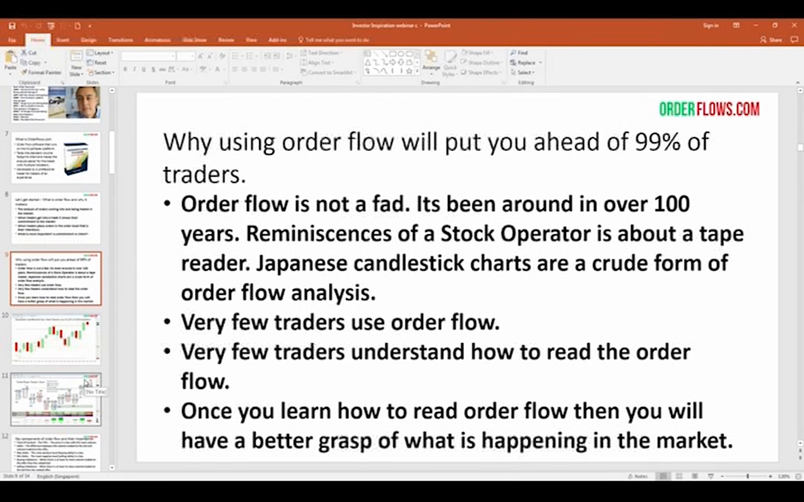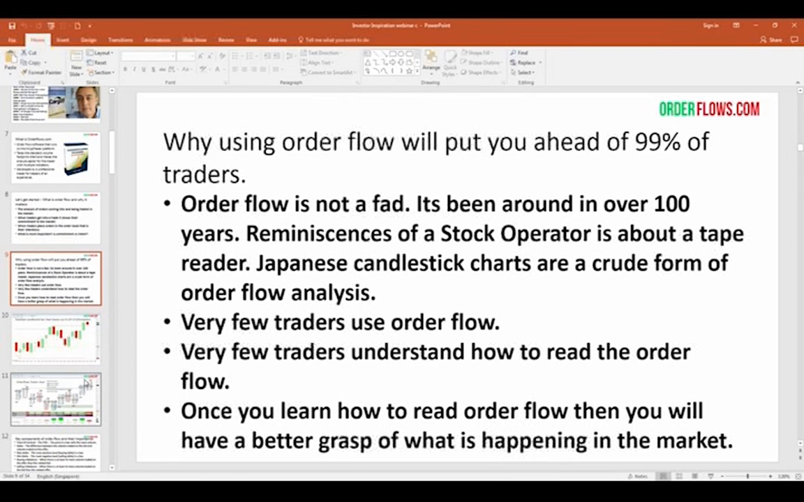If you've ever read Reminiscences of a Stock Operator, which a lot of people in the finance industry claim is one of the top 10 books on trading, the main character, Jesse Livermore, was a tape reader, and tape reading is a form of order flow analysis. It can be argued that Japanese candlestick charts are a crude form of order flow analysis. And very few traders out there use order flow in their trading, and by extension, very few traders even understand how to read the order flow.